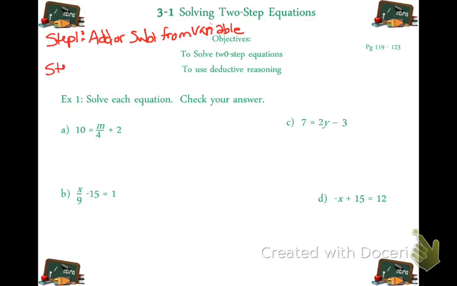Step two, this is only with two-step equations, you guys. So don't think this works for all of them. For step two, it's either multiply or divide from the variable.